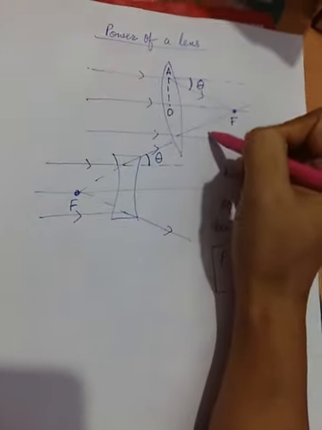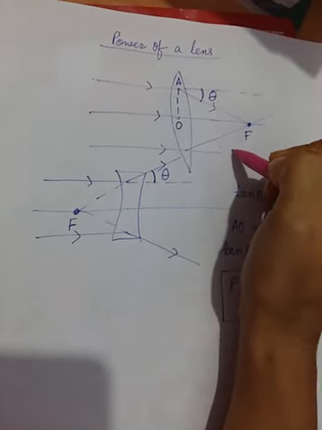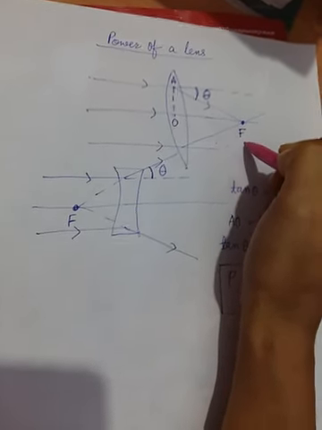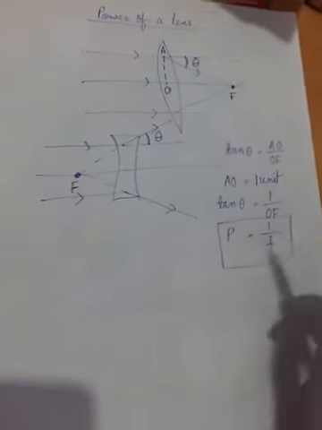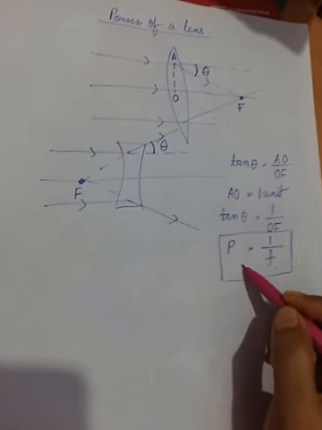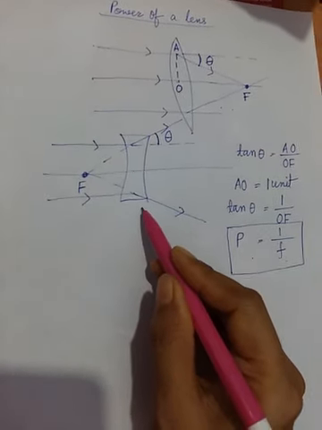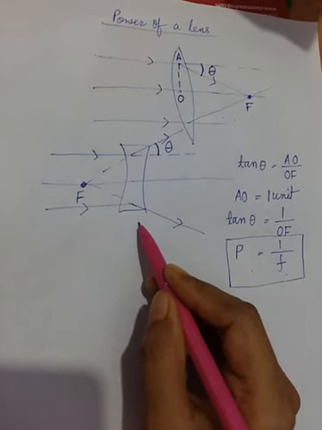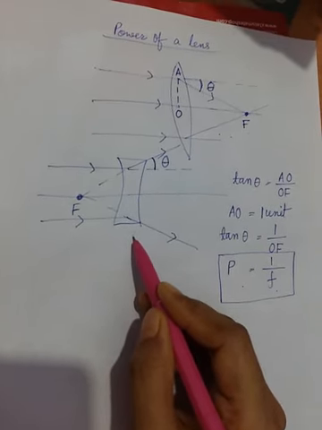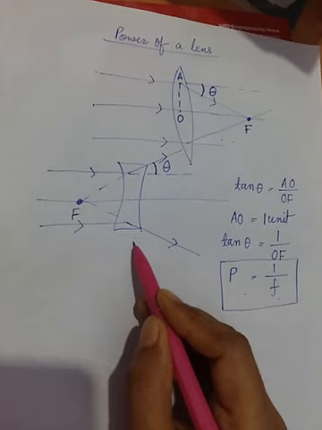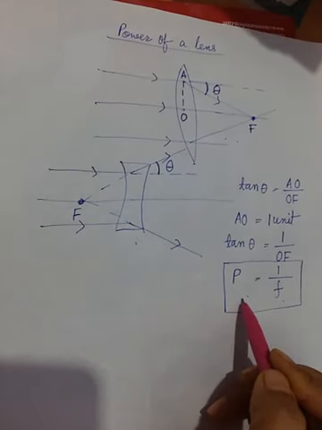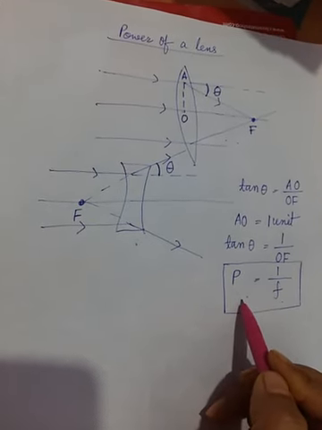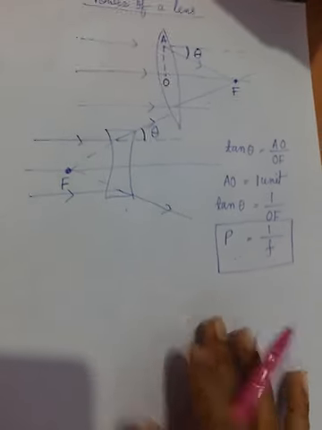If we consider the convex lens, then for a convex lens the focal length is always positive, so it means power is positive. Similarly, for a concave lens the focal length is always negative, so it means the power is negative. So this is your power definition.